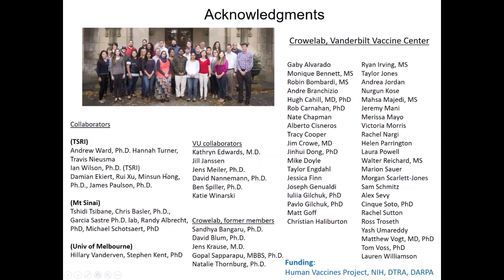So I've mentioned a lot of projects, a lot of molecules, structures, techniques today. We've done a lot of work, collaboration with especially the Ward and Wilson labs at Scripps, the Mount Sinai group. We did a lot of the avian work, work I did not talk about today, with a group in Melbourne, Stephen Kent's group, our VTU collaborators and computational collaborator Jens Meiler, Ben Spiller, crystallographer, former members of the lab who made antibodies, and then our group now. This is a picture of our group. We've also gotten funding from the Human Vaccines Project for the human immunome work, NIH, and DARPA.